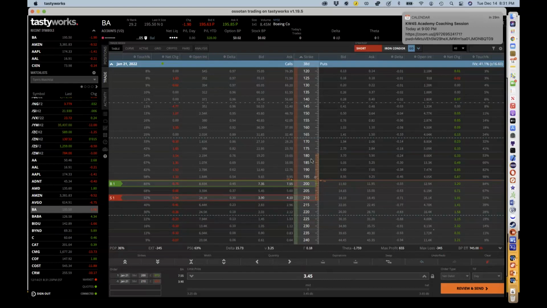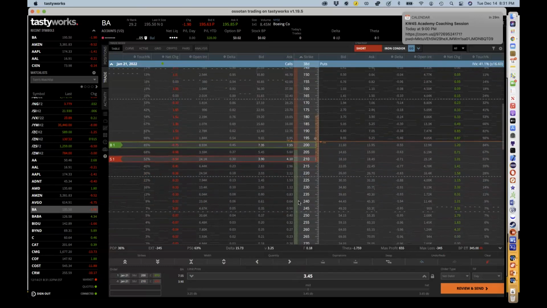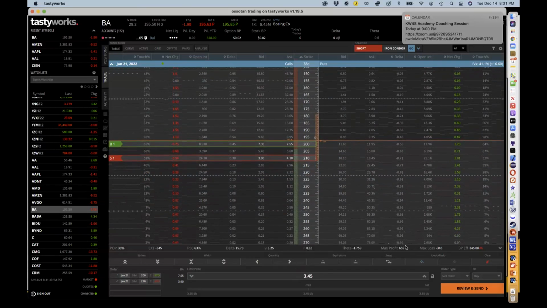But if the stock goes to 220, this is all I'm making, 655. Whether the stock goes to $1 million, this is all I'm making. That is the downside of spreads. You cap your profit because you risk less to make less.